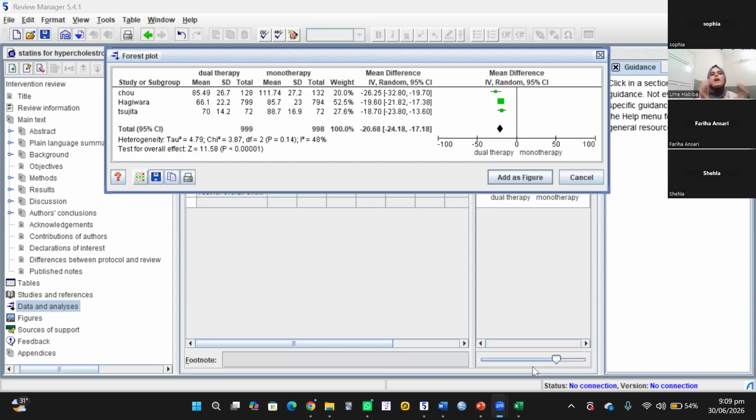So how would I, if I had to write a sentence or a short paragraph from this forest plot, how would I do it? I would just say that, according to the forest plot, dual therapy was more effective at lowering LDL levels at 12 weeks compared to monotherapy. And the results were significant. That's it. Is it clear now?